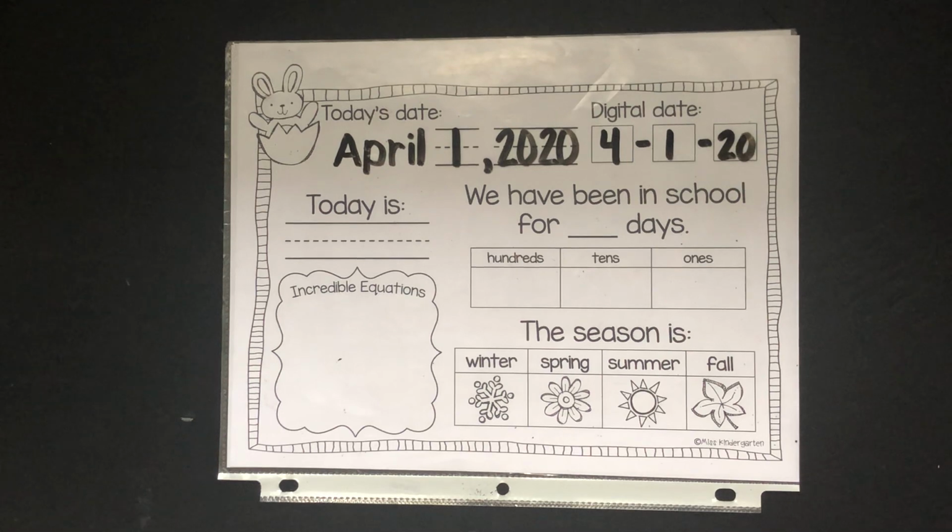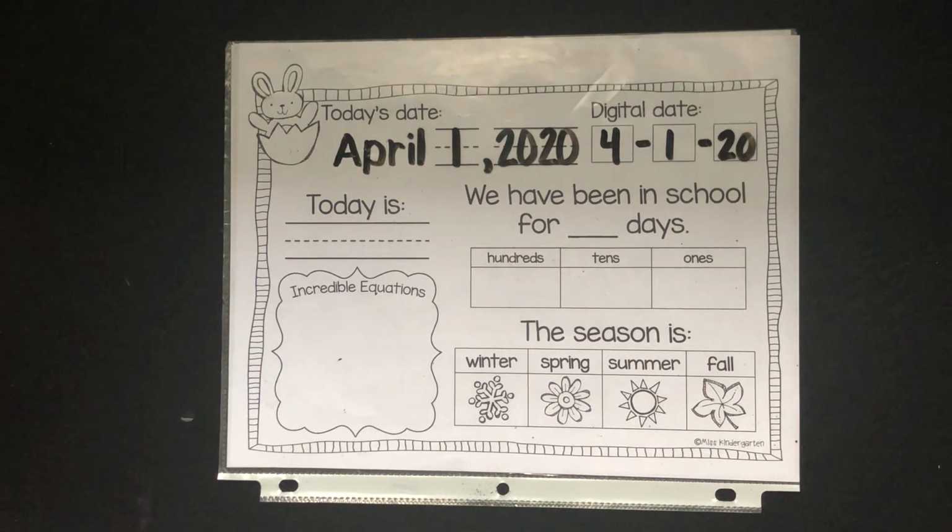Days of the week. Days of the week. Days of the week. There's Sunday, then there's Monday. There's Tuesday, then there's Wednesday. There's Thursday, then there's Friday. And then there's Saturday. Days of the week.